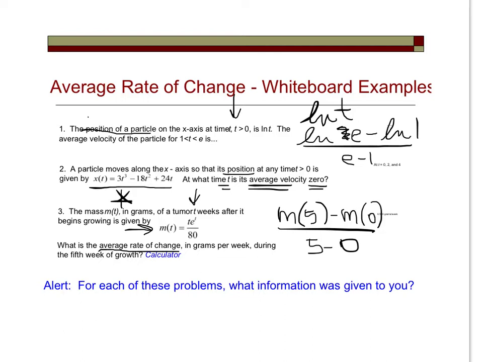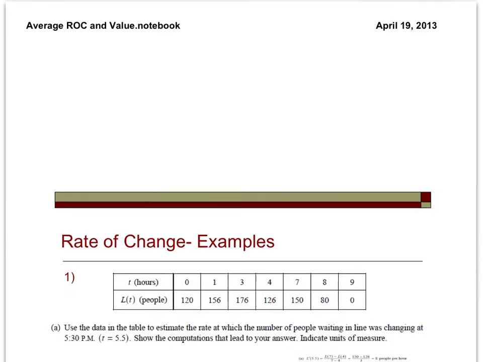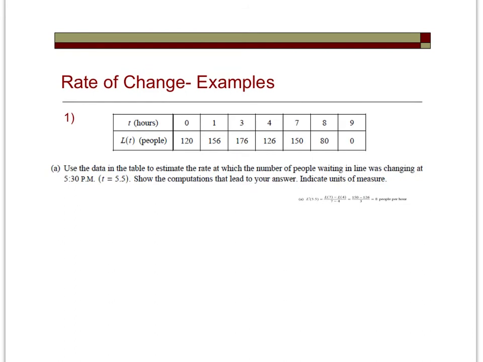Now remember, when you're answering these questions, use the phrasing in the problem. If you got 20, then you would say the average rate of change is 20 grams per week in the 5th week of growth. Now, what was given to you in each of these problems? The function was given to you, whether it was a function of position or just the original function for growth of grams for a tumor. Very important to know. Now, all of those examples were an algebraic presentation. What if you're given the numerical view?